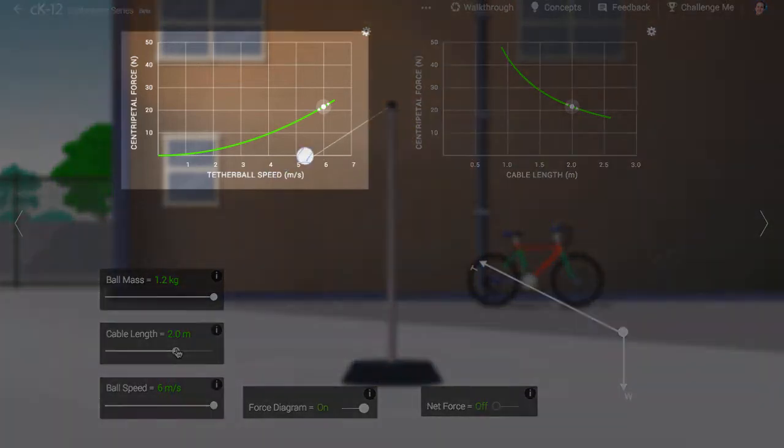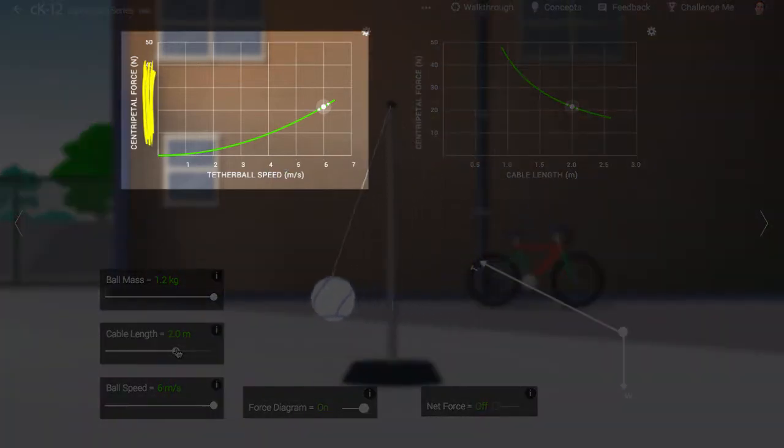If we look at the graph at top left, we notice that the centripetal force isn't a linear function of speed, but in fact bears a quadratic relationship. The shape is more of a parabola than a line. This is consistent with our understanding that centripetal force depends on the square of speed.